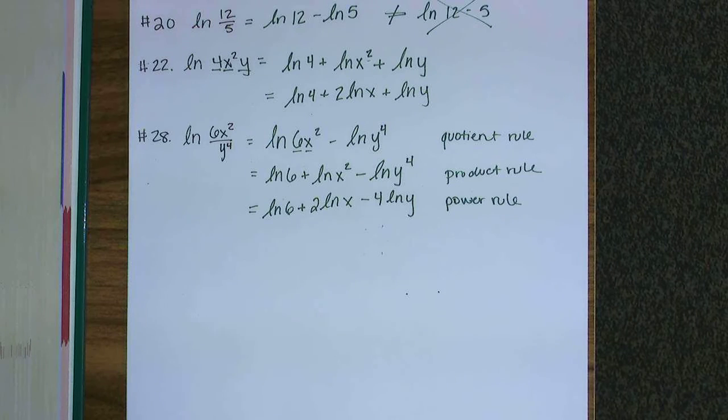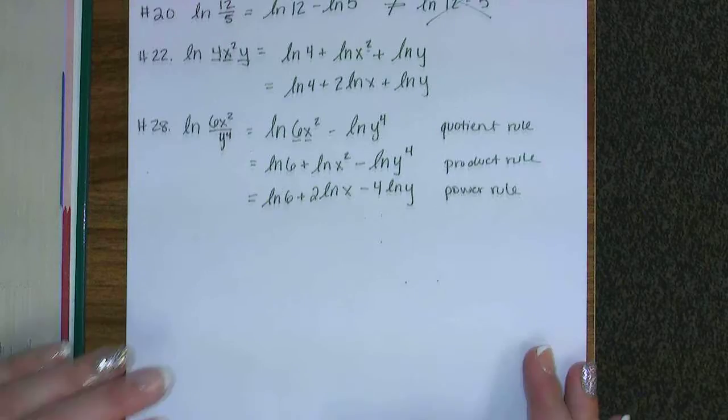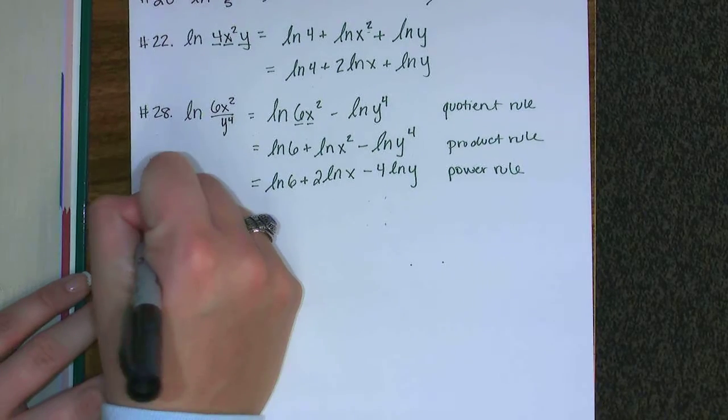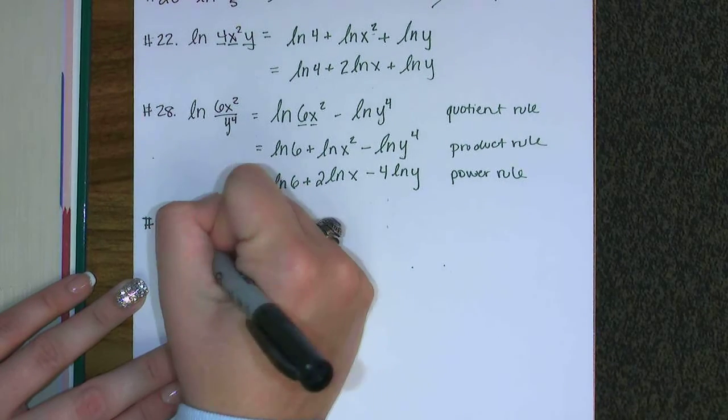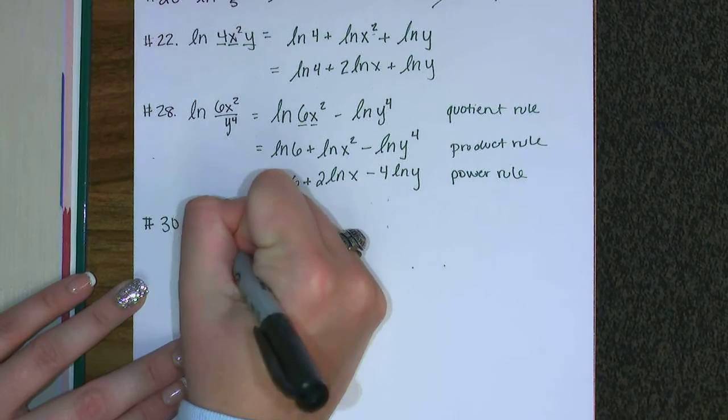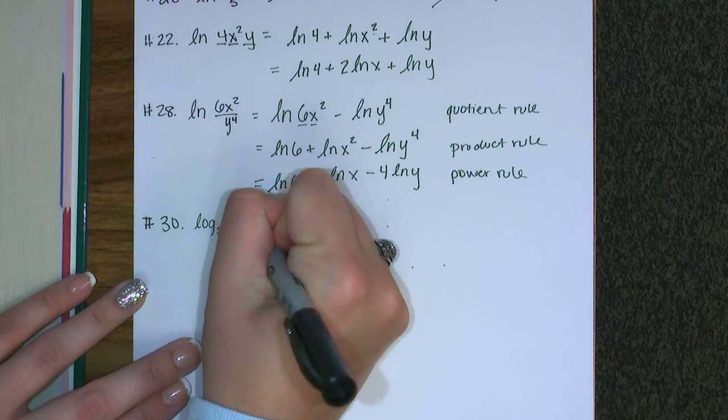Let's see, one last one out of this section, and then we're going to jump down into the condensing part, because I want you to see this. Number 30, log base 3 of the square root of 9x.